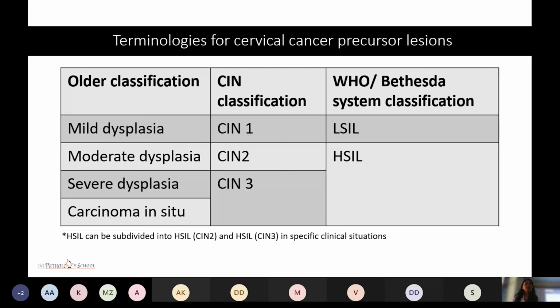These were the terminologies over the period of years. The older classification for the precursor lesions of cervical carcinoma involved dysplasia, according to its grade: mild, moderate, severe, and carcinoma in situ. In the CIN classification, mild dysplasia was put in CIN1, moderate dysplasia belonged to CIN2, and carcinoma in situ and severe dysplasia combined were involved in CIN3. This recent WHO and Bethesda system classification has made it even simpler. The three-tier classification is now only a two-tier classification, which involves LSIL, which is CIN1, and HSIL, which involves CIN2 and 3.